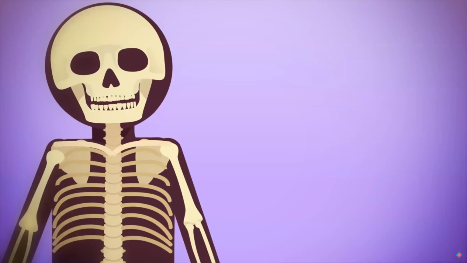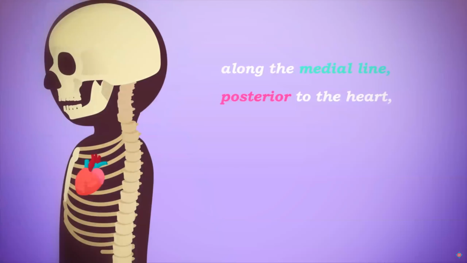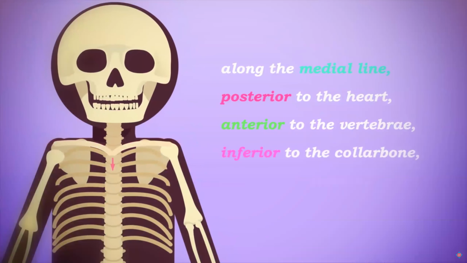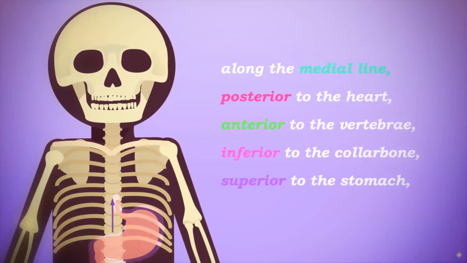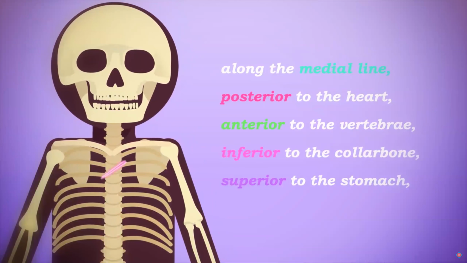She might describe it as being along the medial line, posterior to the heart, but anterior to the vertebra, inferior to the collarbone, but superior to the stomach. That would give the surgeon a pretty good idea of where to look: in the esophagus, just above the stomach. I warned you at the beginning. A lot of terms, but all those terms might just save my life.